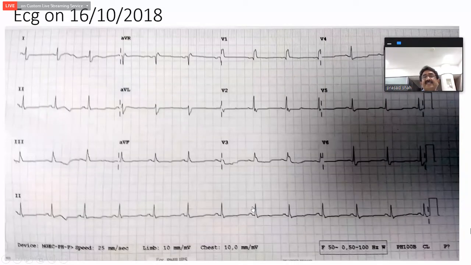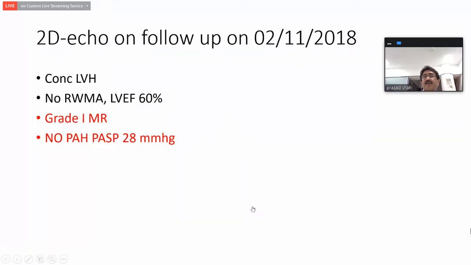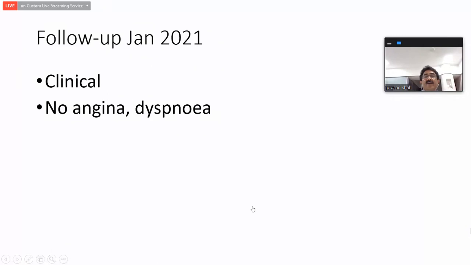This was the ECG the next day, where you can see there's a visible reduction in the width of the QRS. The STs have settled, and the 2D echo on follow-up subsequently showed that there was no regional wall motion abnormality. The heart function had then picked up, and we had an EF of 60%. The MR had reduced, and the pulmonary arterial pressures had come down.